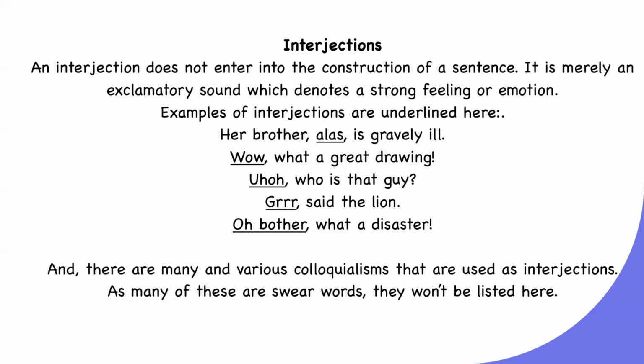Interjections. An interjection does not enter into the construction of a sentence. It's merely an exclamatory sound which denotes a strong feeling or emotion. Examples of interjections are underlined here. Her brother, alas, is gravely ill. Wow, what a great drawing. Uh-oh, who is that guy? Grr, said the lion. Oh, bother, what a disaster. And there are many and various colloquialisms that are used as interjections. But as many of them are swear words, they won't be listed here.